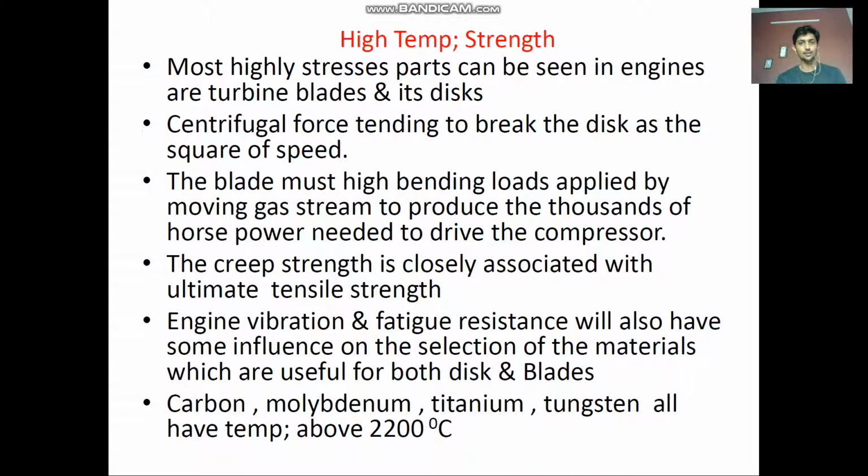The high temperature zone is not just going to need control over the creep. Along with the creep, there has to be vibration control as well as fatigue resistance in that particular material. Now, this will be useful for both disc as well as blades. Now, there are a few more materials like carbon, molybdenum, titanium, tungsten. All of these have temperature resistance of about 2200 degrees Celsius. So, this is about high temperature strength.